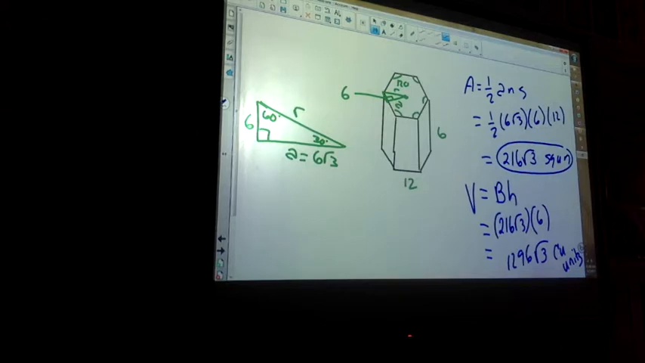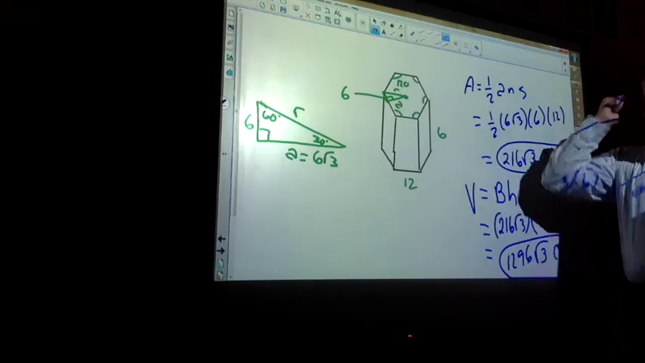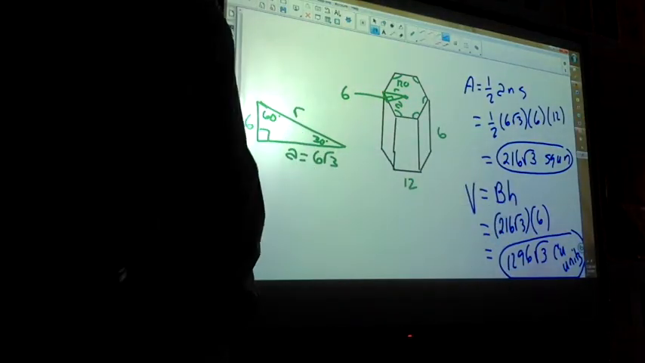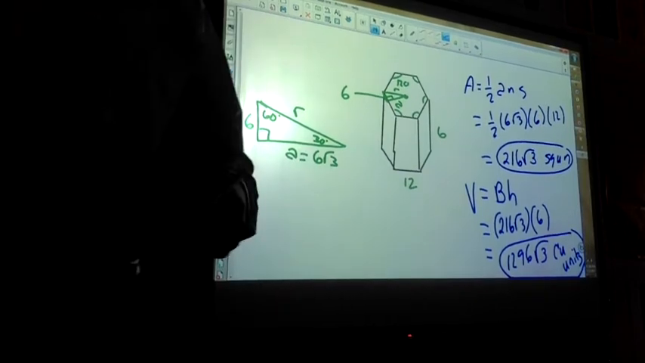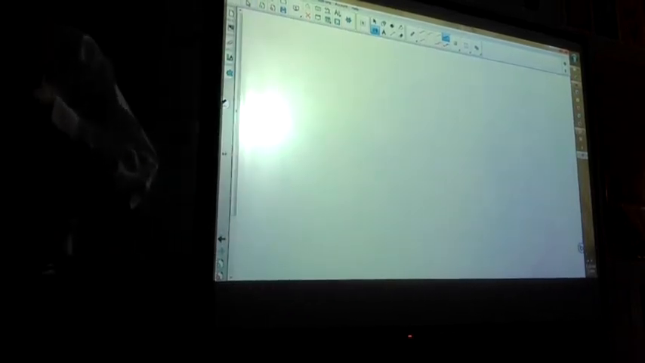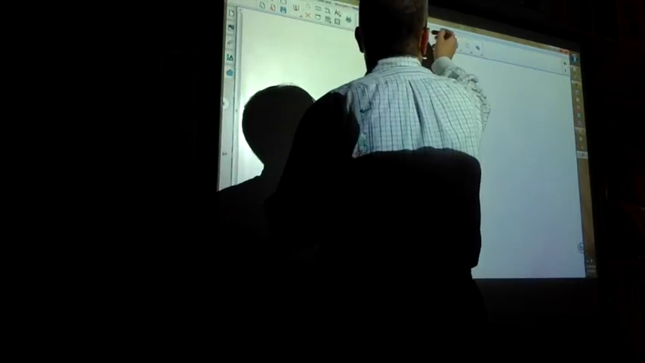So 216 times 6 is 1296. Sweet. So our volume is 1296 root 3 cubic units. So if we were to fill this whole object full of liquid or air or gas, that's the volume of it. On the backside, still doing all right? On the backside, we have a regular pentagonal prism with base edge 8 and height of 9. Okay? We can do it.